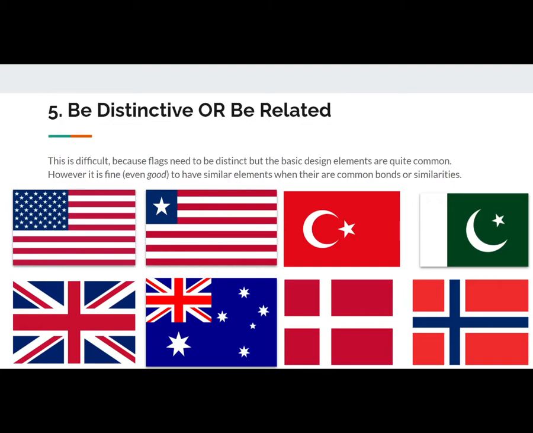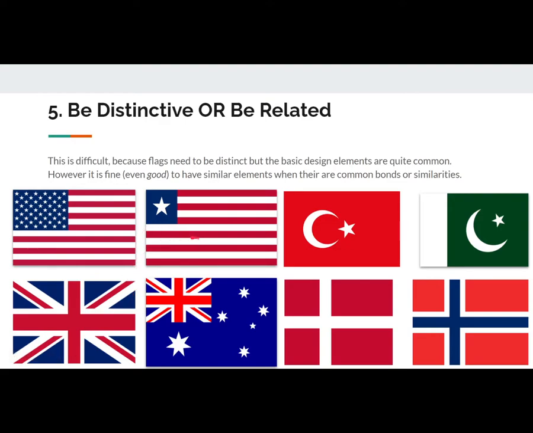Now, Rule 5. This is contradictory in a way. Be distinctive or be related. So be unique or be like everyone else. So flags have to be distinct because you have to identify different people, different organizations. But if there's common bonds, common relationships or similarities, it is good to show those similarities.